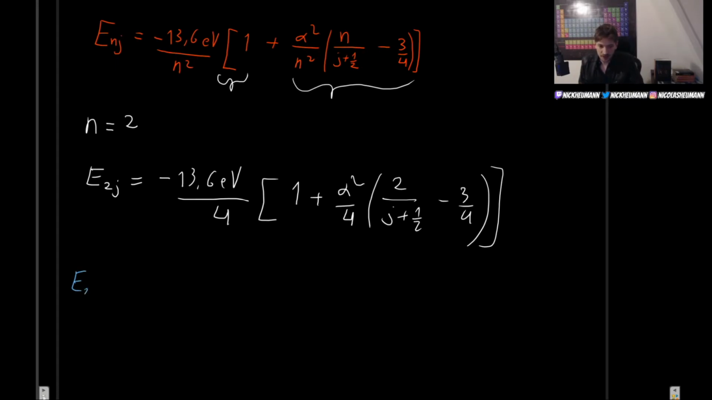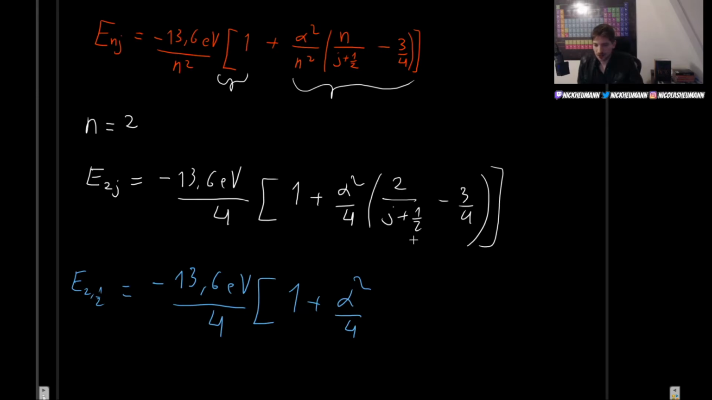So let's go for 1/2 first. So when j is 1/2, we get the same thing. So minus 13.6 electron volts divided by 4 times 1 plus alpha squared divided by 4. And then we get times, this is now 2 divided by 1/2 plus 1/2, which is 1. So we get 2 minus 3 over 4. But we can write this as 8 over 4, right? 2 is simply 8 over 4. So now this entire thing will be 5 over 4.